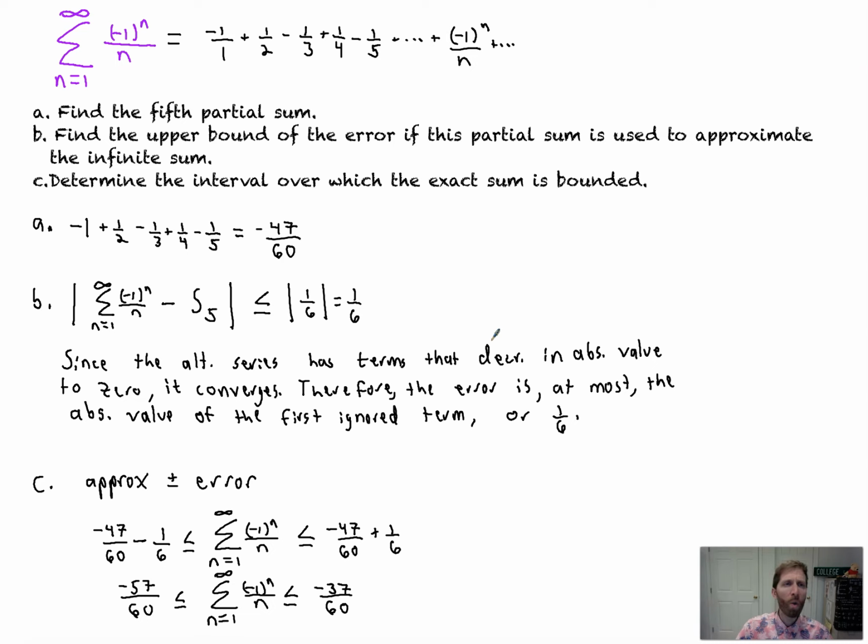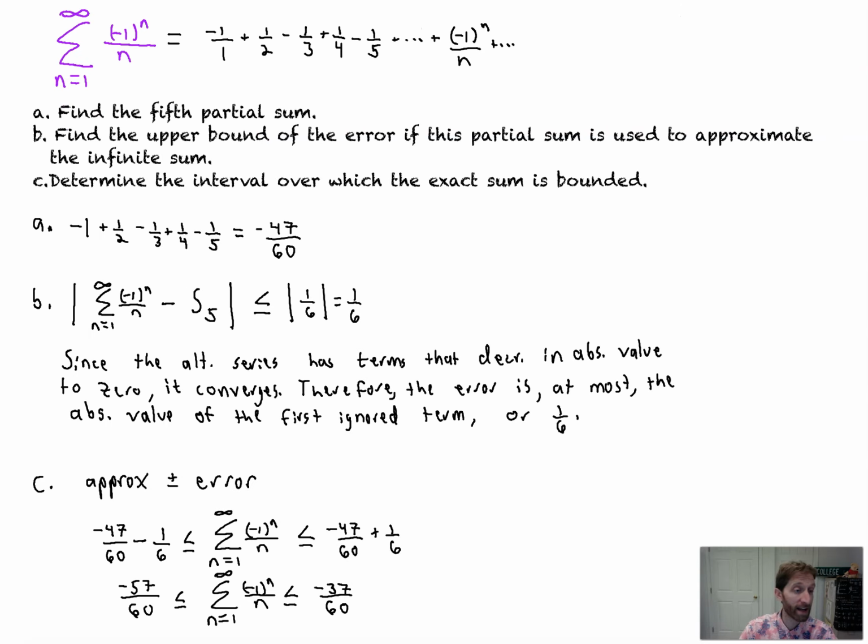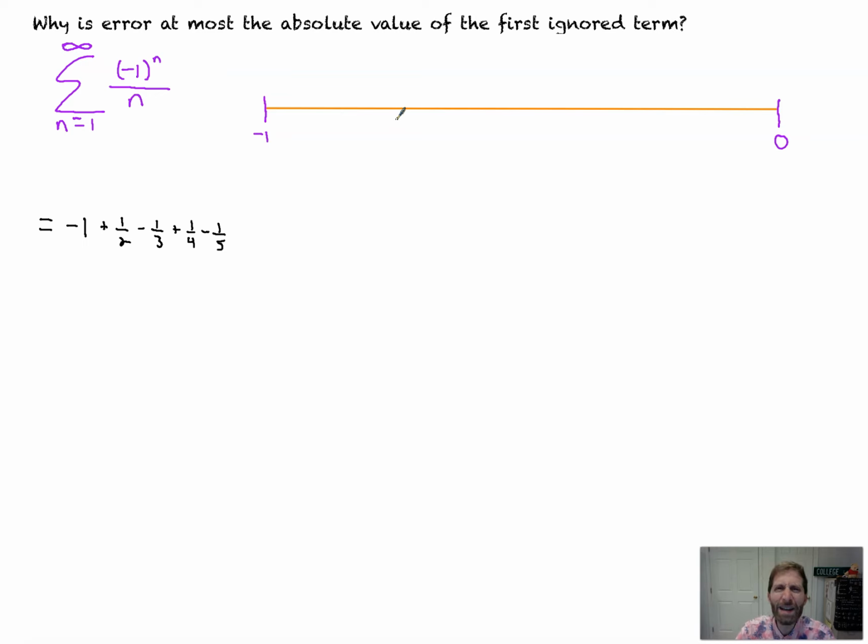The question becomes, though, why is it the first ignored term? Why is that our error? So we're going to take a look at the alternating harmonic series that we know converges. The harmonic series itself diverges. We're going to expand that out. So we would get negative 1 plus 1/2 minus 1/3 plus 1/4 minus 1/5. This is basically that last series that we just took a look at, the exact same series. So we already know the numbers, but why did it make sense that the error was at most 1/6 in either direction?